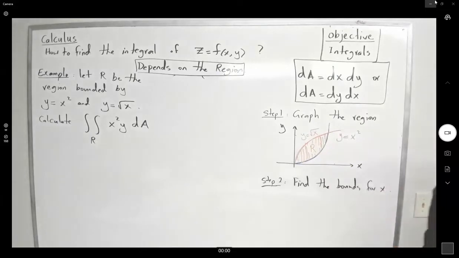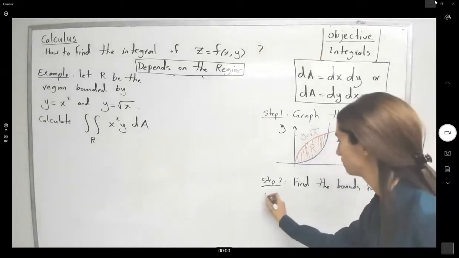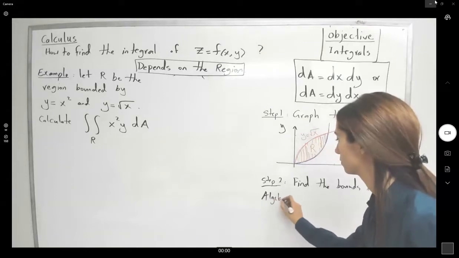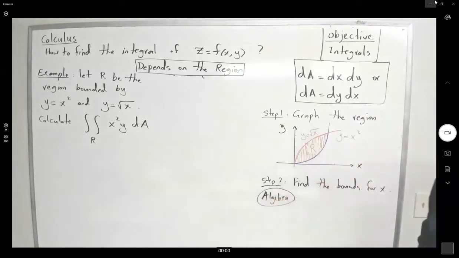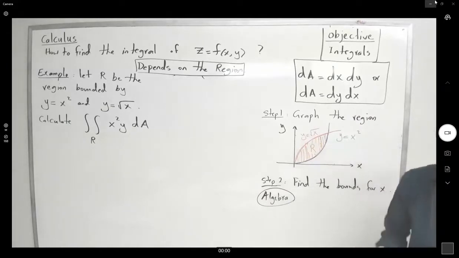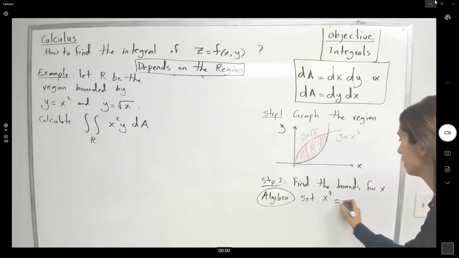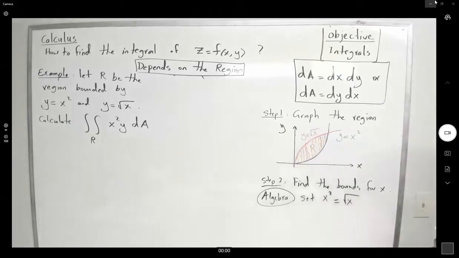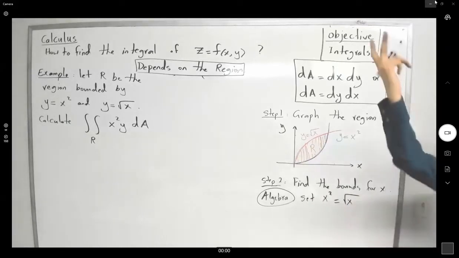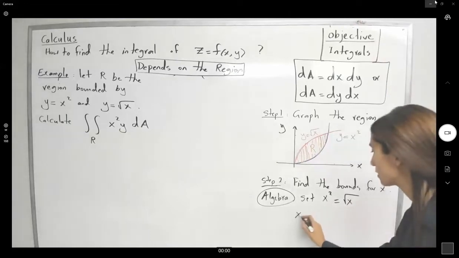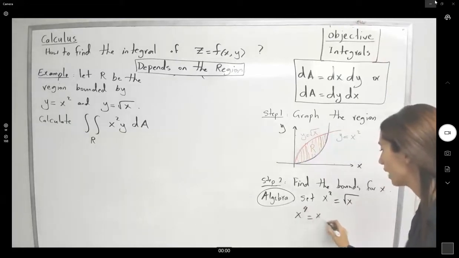But how? Simple algebra. I set these two functions equal to each other and solve for x. Set x squared equal to square root of x. Raise both sides to the second power. You get x to the fourth equals x.